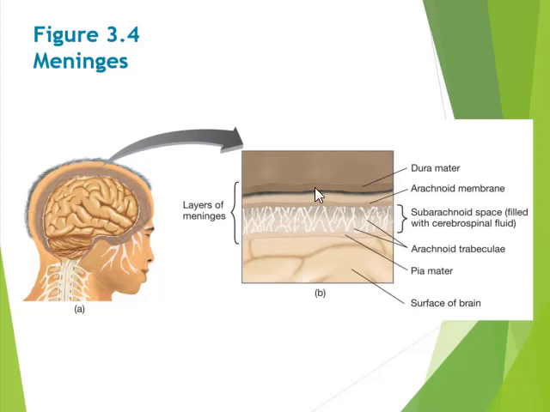So one way to think of the meninges is like a spongy sock or a helmet inside your head, because it's layered and it cushions and absorbs and protects the brain from blows.